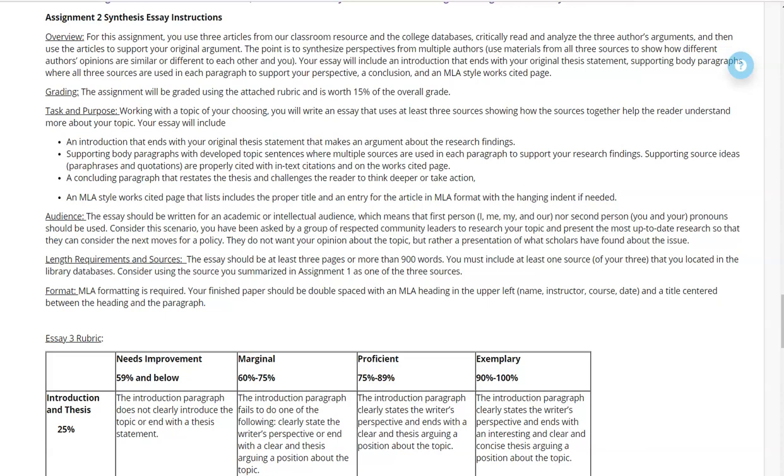In this video, I want to provide an overview of your assignment 2 synthesis essay. And before I start, what I want to explain is what synthesis is. So you maybe have heard of a synthesizer in music. It's an instrument that blends together several sounds to produce a new whole.